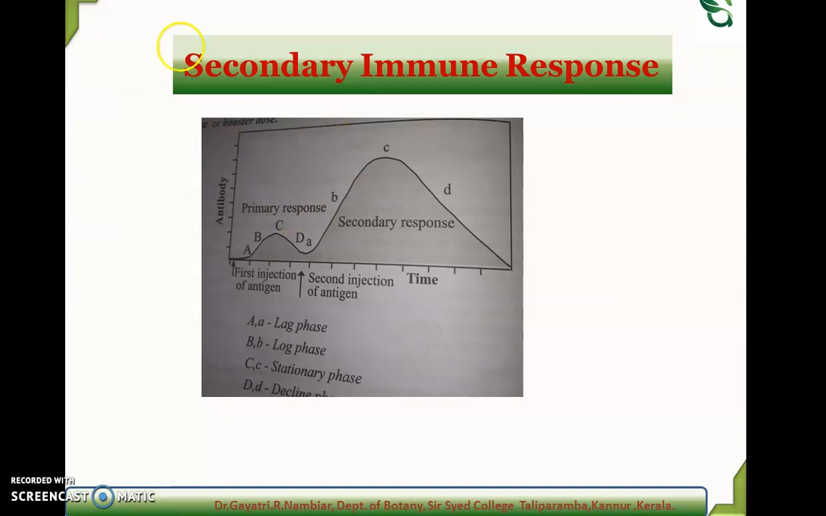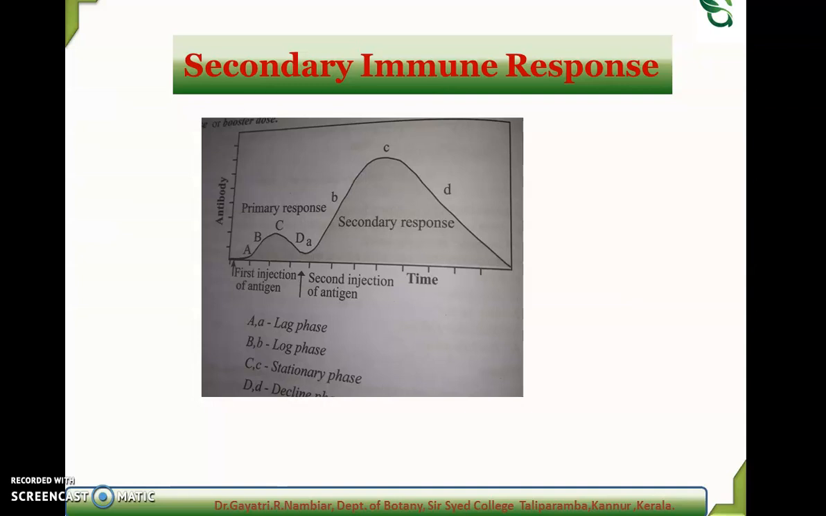Then the stationary phase is formed, here the level of antibody produced is quite stable. Then starts the decline phase, and the stationary phase is followed by the decline phase when the antibody level decreases very slowly. And the secondary immune response is actually a catalogue of all the foreign material that the human has come in contact with over the last several years.